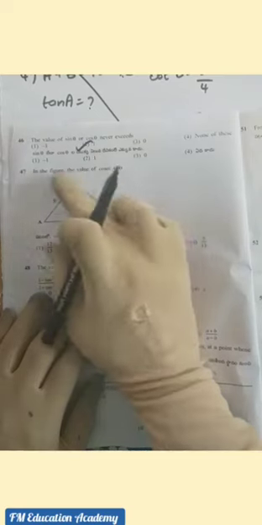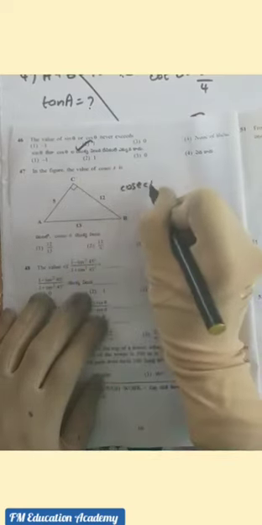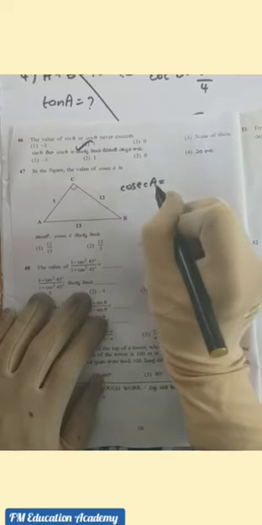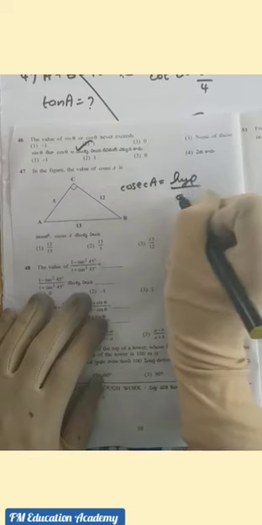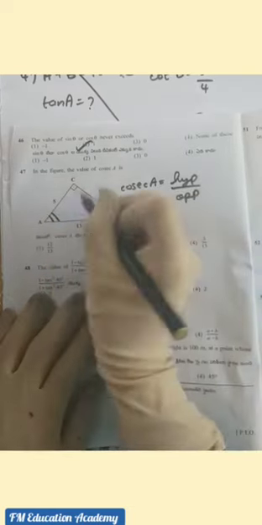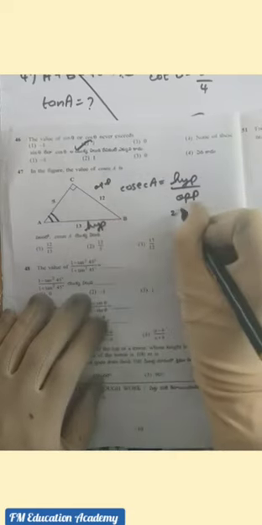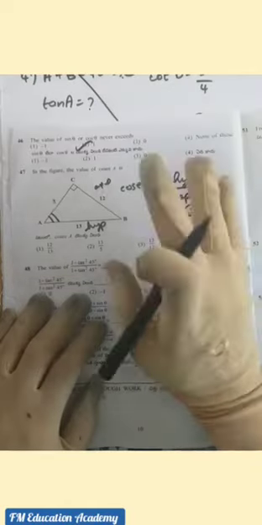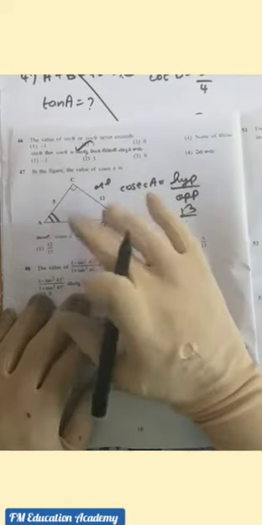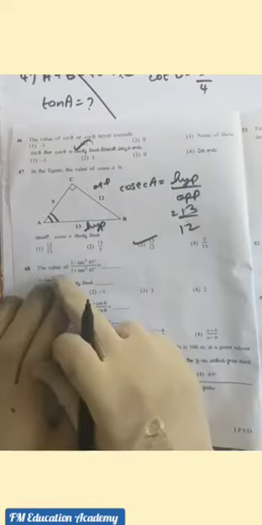Then 47th question, in the figure the value of cosecant A is, we know what is the value of cosecant theta. Sin theta is opposite side by hypotenuse side, or cosecant theta is hypotenuse by opposite. So A means this is my angle. What is the opposite side? This. And what is the hypotenuse? This. So the cosecant A will be equal to hypotenuse side by opposite side. So it is nothing but 13 by 12. So option 3.